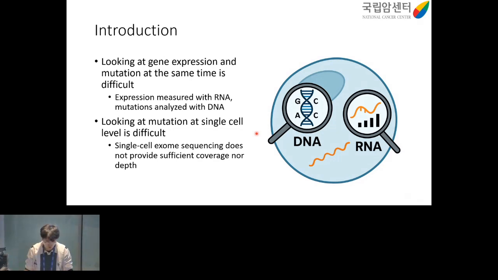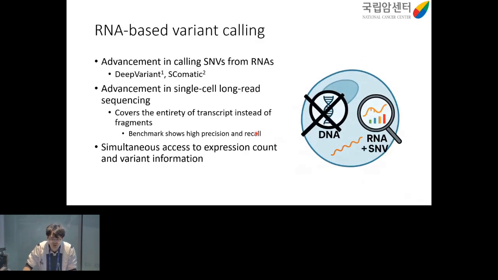We could do single-cell exome sequencing, but so far the coverage and the depth have not been sufficient to get enough information. So why not just use RNA? We are doing single-cell RNA sequencing, and there are algorithms that can get SMV information from these, like DeepVariant or, recently, SComatic. Also, now we have long-read sequencing, which captures the entire RNA sequence instead of fragments. So how well can we do it? This is what I wanted to test.